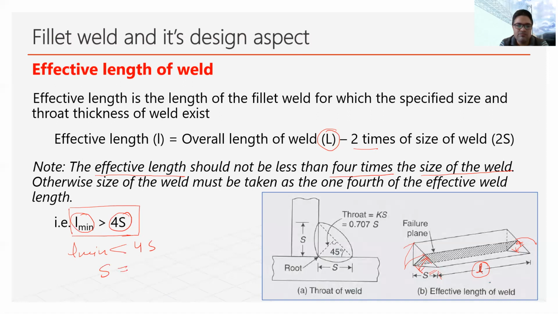S in that case will be 1/4 of l minimum. So whatever l minimum is possible to provide at a particular point, this S will be calculated as per that provided length. So this S will not be calculated as per the thickness of plate, but on the basis of the effective length of weld.